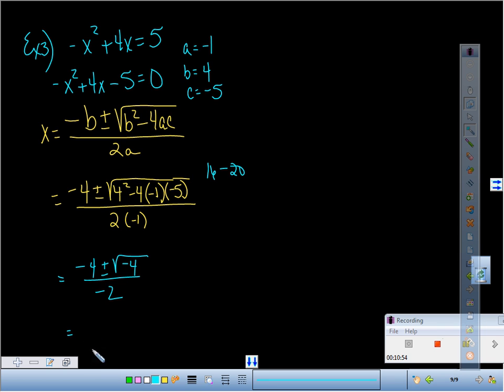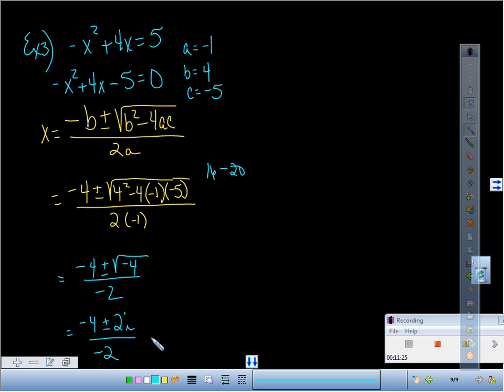Okay? So now I need to look at this radical. Can I take the square root of negative 4? As soon as I see that negative under the radical, what is the first thing that my brain goes? You're gonna have an i in your answer. And I cannot leave a negative under the radical. You have to pull the i out. Alright. So y'all said the square root of negative 4 is 2i.